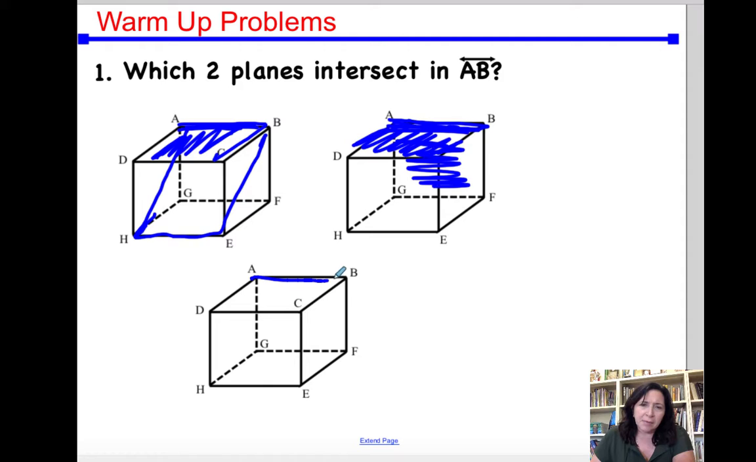Another option might be two planes, like the one in the back, ABF, and then ADB. Those would also be planes that intersect in line AB. Just remember, planes do not have edges. They don't have sides. Planes extend without end forever. So if a question ever asks how many edges a plane has, you would say none. It's a trick question because planes don't have edges.